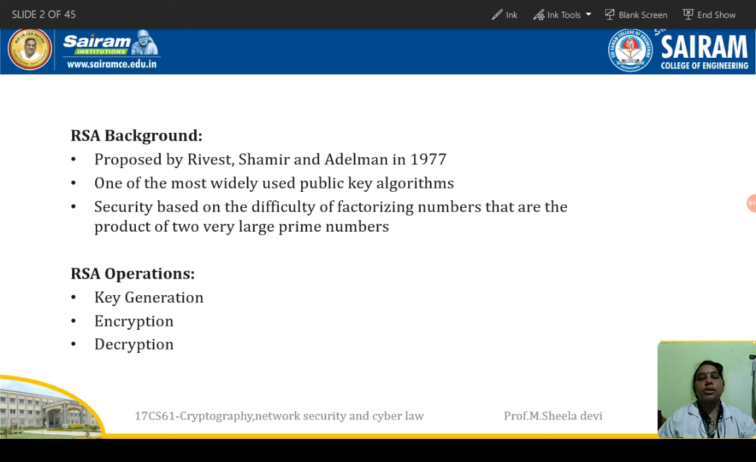Yes, so there is a difficulty or a disadvantage in it. The problem is finding the factors of the product of the two numbers whenever it is large. Next comes the RSA operation. It involves only three operations, that is key generation, encryption and decryption.